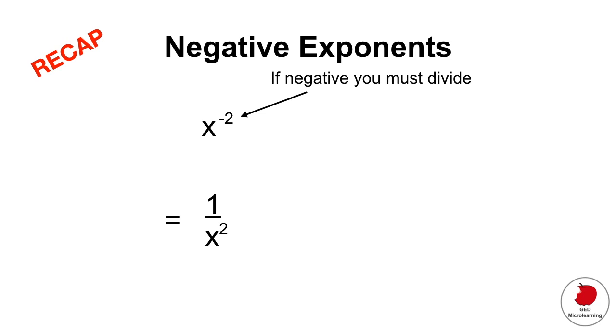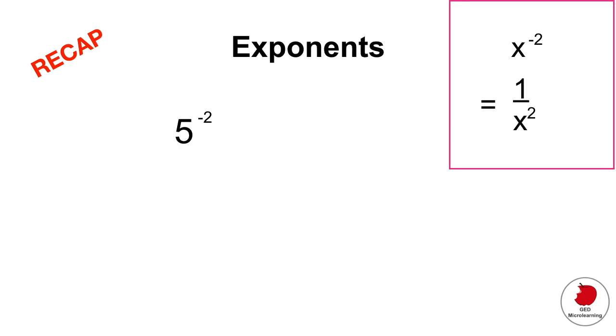So let's do one practice question. Let's say that you have 5 raised to the minus 2. We would rewrite it like this, and then it's just a regular exponent. So 5 squared is the same as saying 5 times 5. But just remember that you have to flip it over.